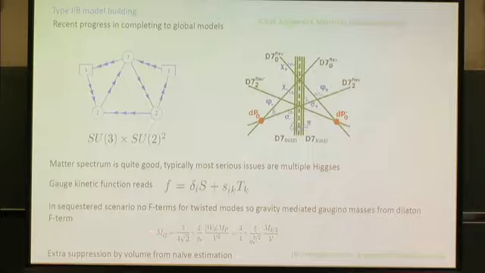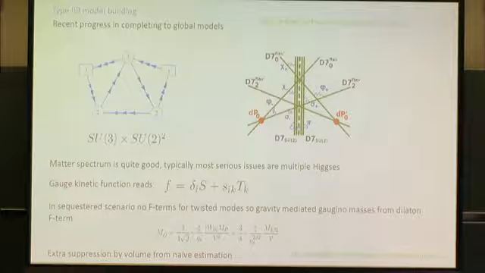And the interesting property is that the gaugino masses are proportional to the gravitino mass, as one would expect, but there is an extra factor of 1 over the volume here. So in fact, there is a suppression by the volume of the Calabi-Yau more than one would expect from a naive estimation.